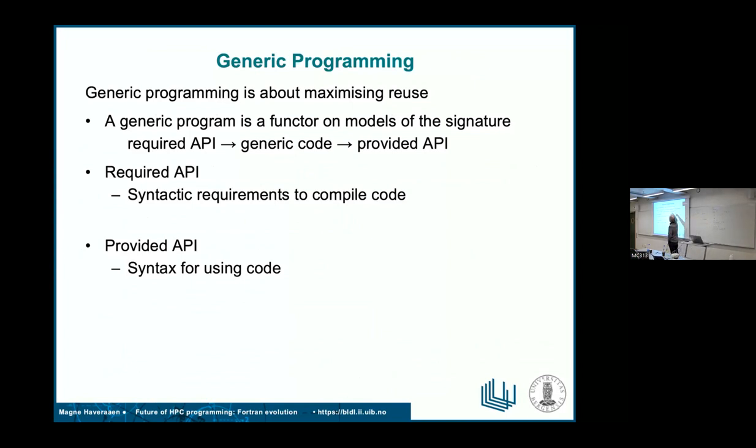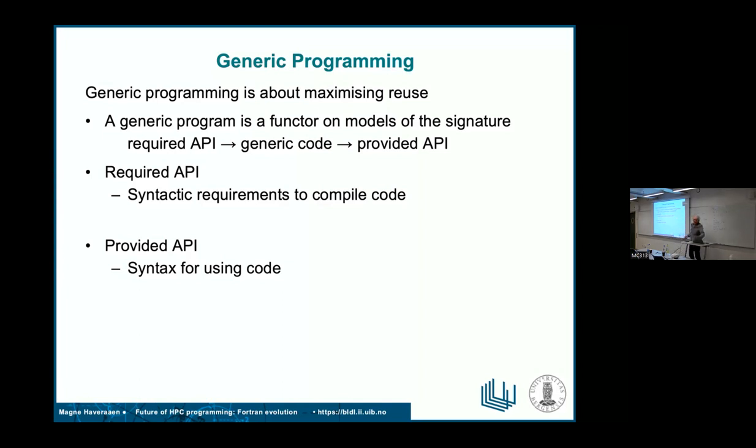Now, taking a step back into theory, generic programming is maximizing reuse. But we can see a generic program as a functor from the required API, whatever you list as your premises, to a provided API. So you have this functionability. It's like a function from APIs to APIs. These are syntactic requirements to compile the code, type check and everything. And the provided API gives you new syntax, which you benefit from when you use instantiation.